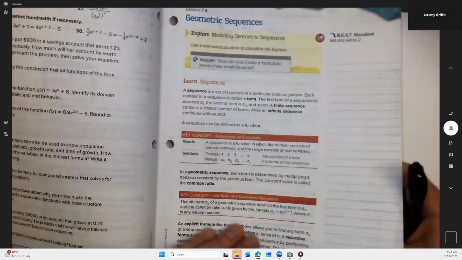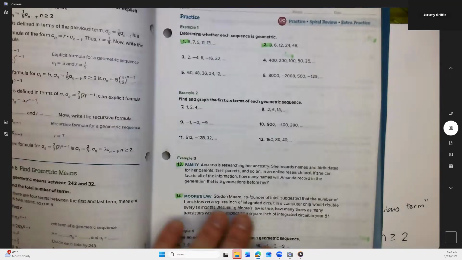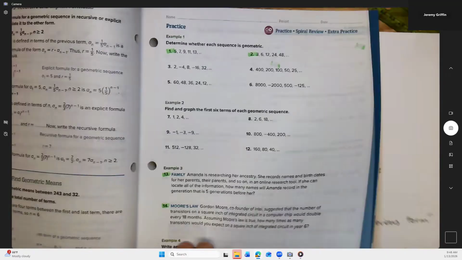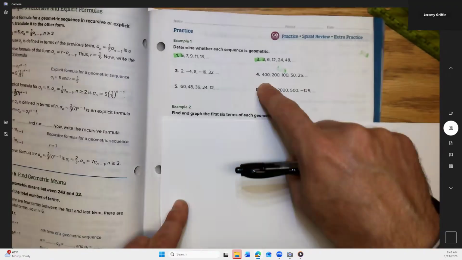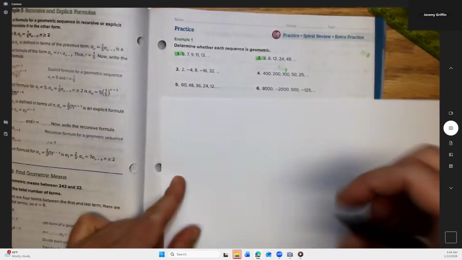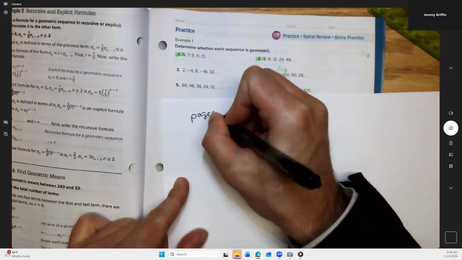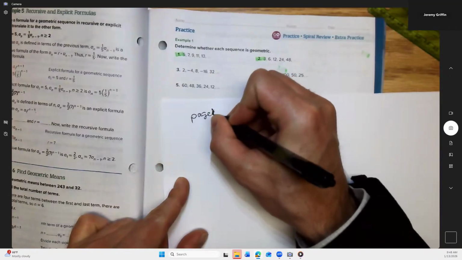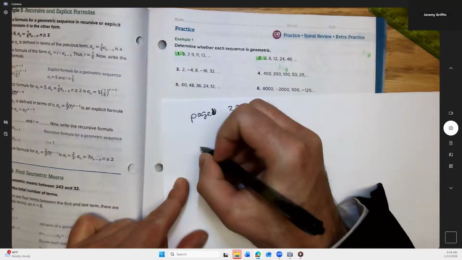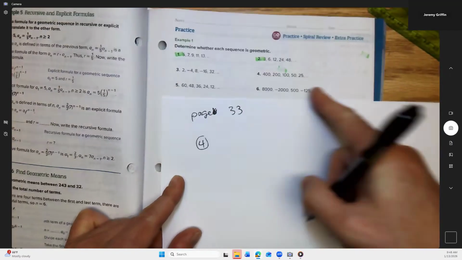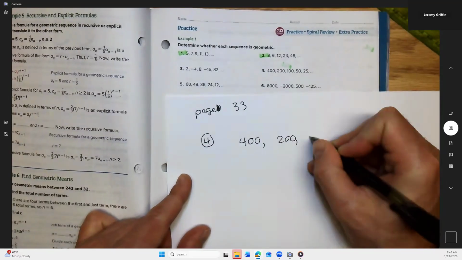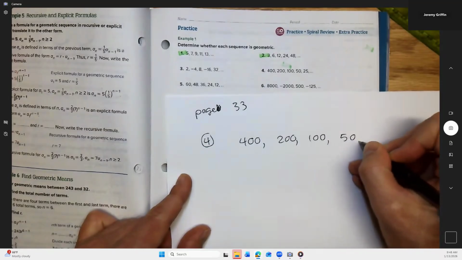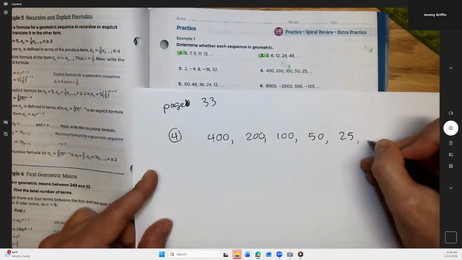So, okay, this starts on page 29. Of course, I already pre-recorded a much longer video where I do a ton of examples. I'll just do some of these with you guys here. All right, this number 4 looks pretty good. So number 4 from your book is on page 33. I see this sequence of numbers: 400, 200, 100, 50, 25, and so on.